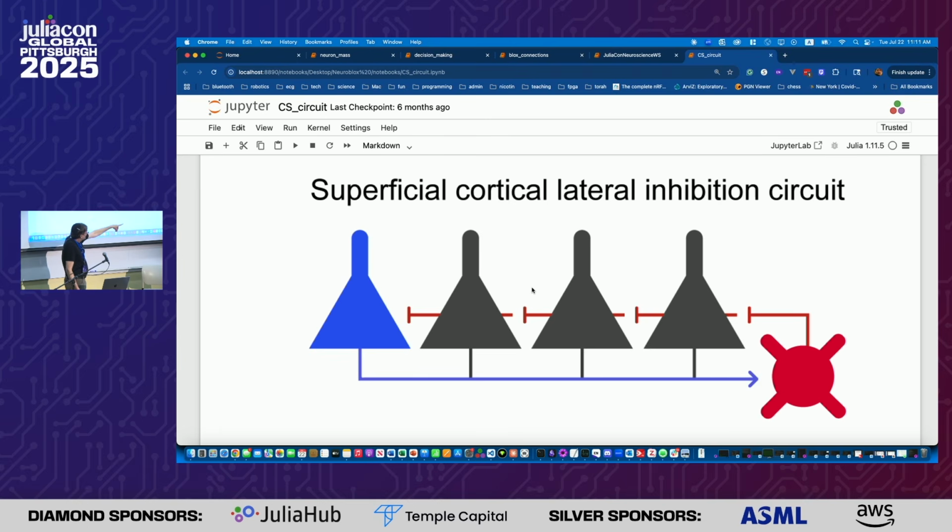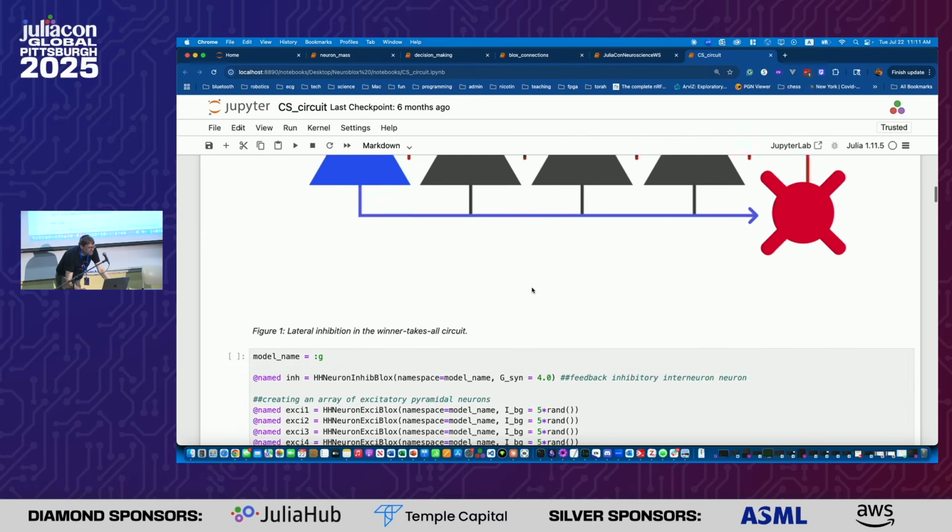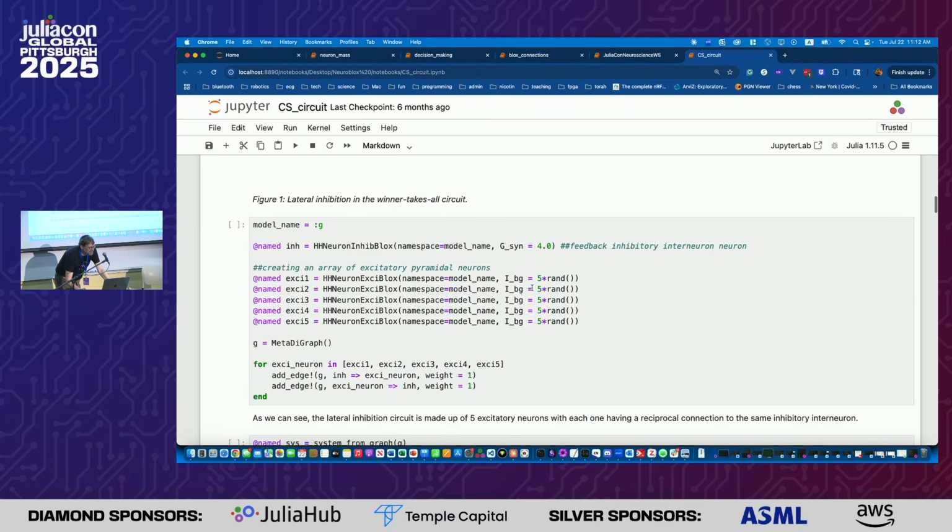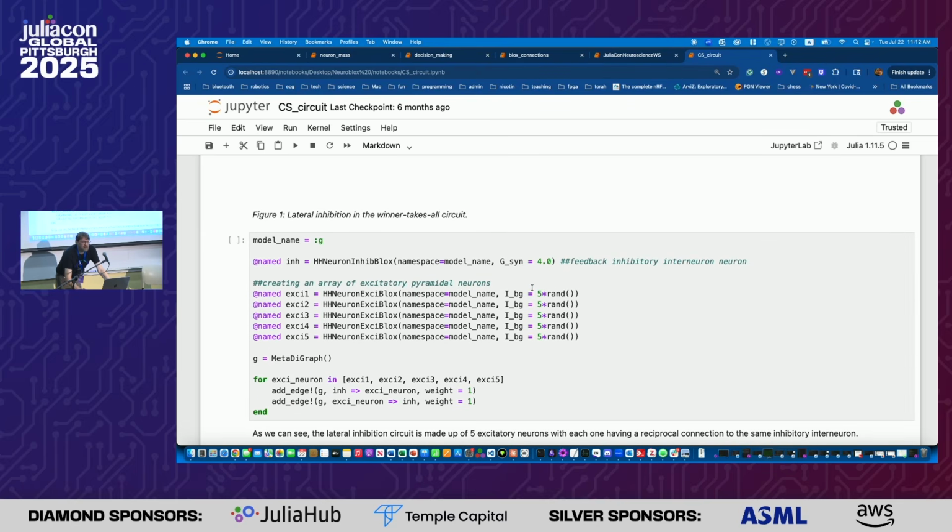But this is the circuit. The inhibitory neuron is connected to all the excitatory neurons, and the excitatory neurons are just open, not connected to anything yet. Right? We will soon connect them. And so what you can do is essentially build this as a graph, right?